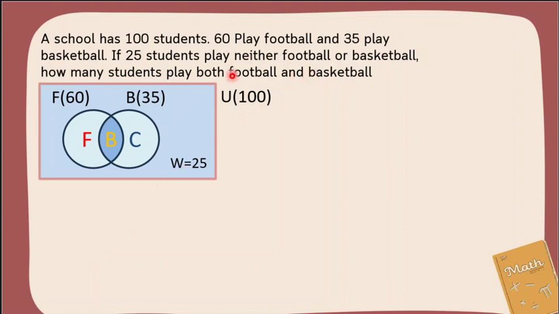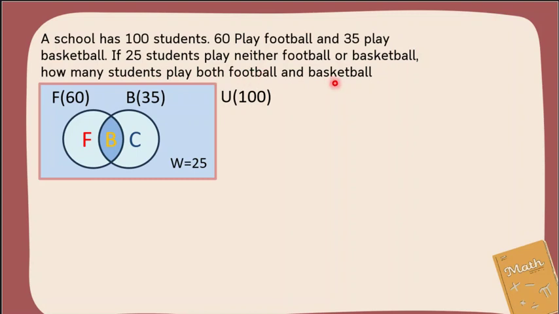You have our universal set being equal to 100 because there are 100 students. Then 60 play football, so F for football, so there is a circle for F. And then 35 play basketball, so there is basketball, everything here. These people play basketball. Then 25 students play neither football nor basketball, so our guys here play neither of these two, so they're out of the circles. Okay, now we are asked how many students play both football and basketball.